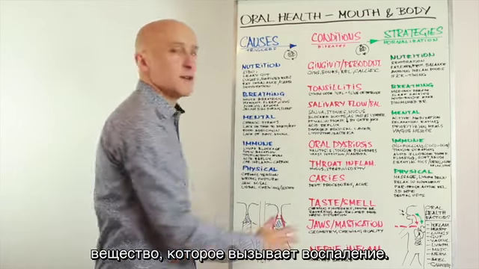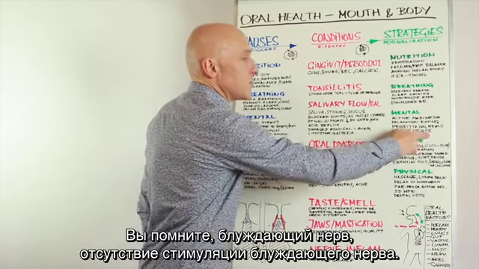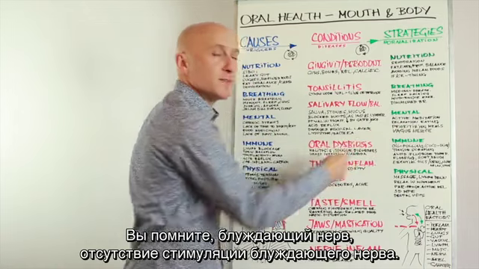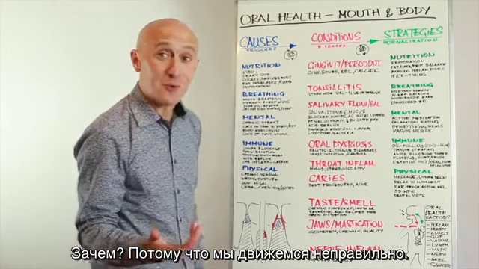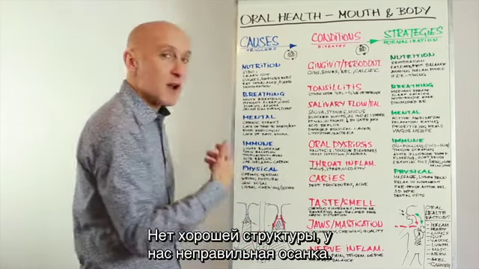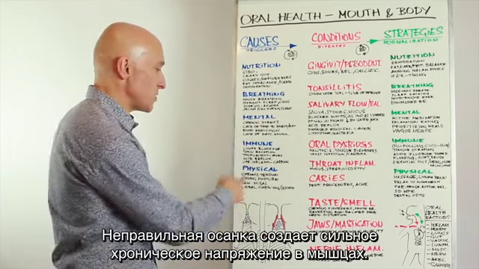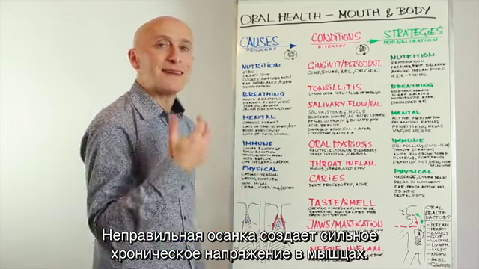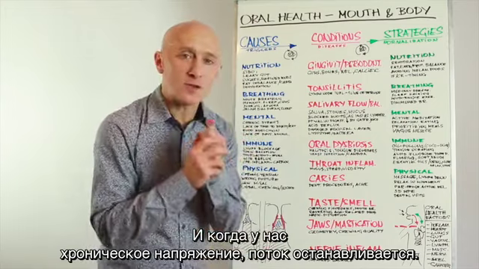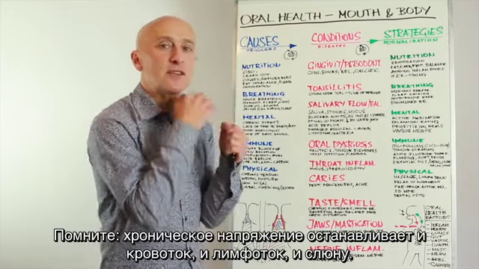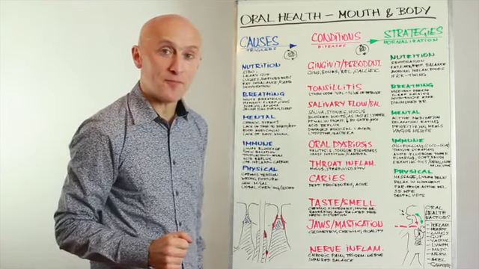And what creates the inflammation? What creates the bad salivary flow? You remember, vagus nerve. That's the lack of vagus nerve stimulation. Why? Because we are not moving in the right way. There's no good structure. Wrong posture creates strong chronic tension in the muscles. And when we have chronic tension, the flow stops. Remember, chronic tension stops blood flow, lymph flow, and salivary flow.